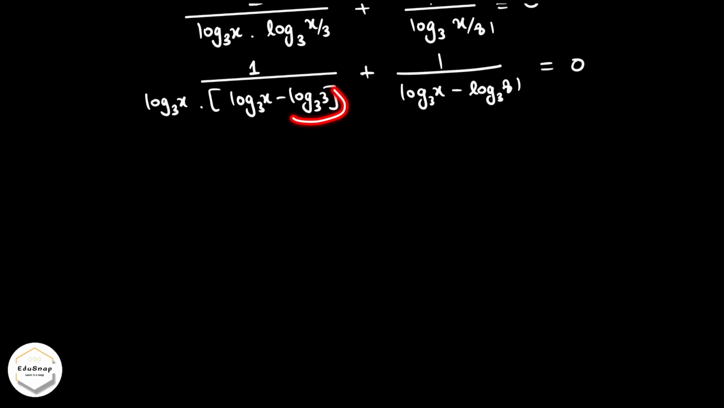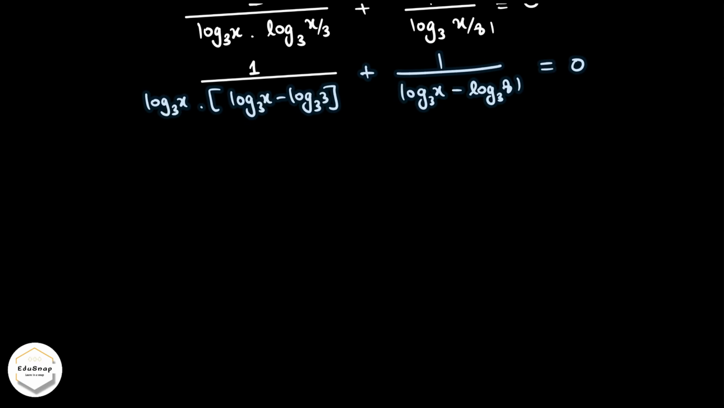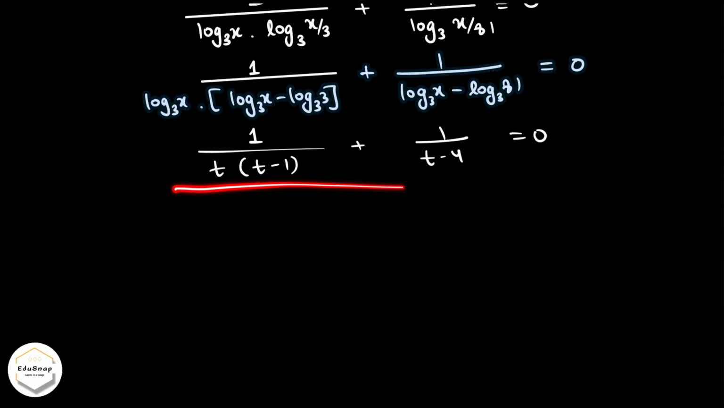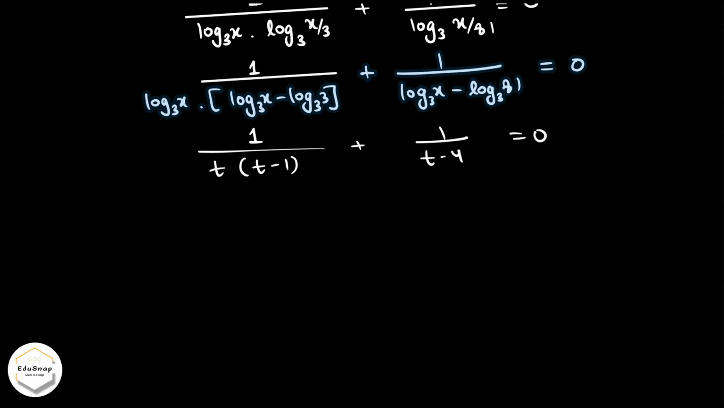Now if you observe one thing, this value is going to be 1 and this is going to be what? This is going to be log 3 raised to the power 4 to the base 3, and this is reduced to 4. So let's quickly see. Now the equation will look like this, after replacing the log x to the base 3 as t here.